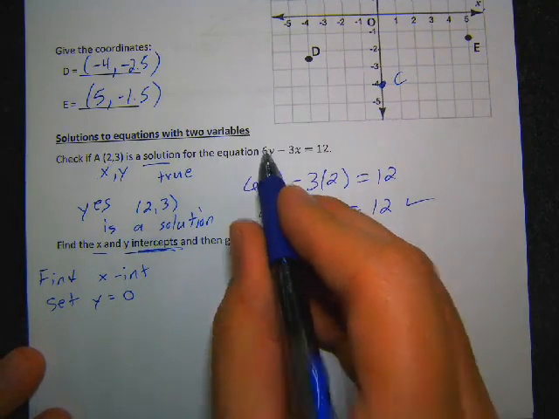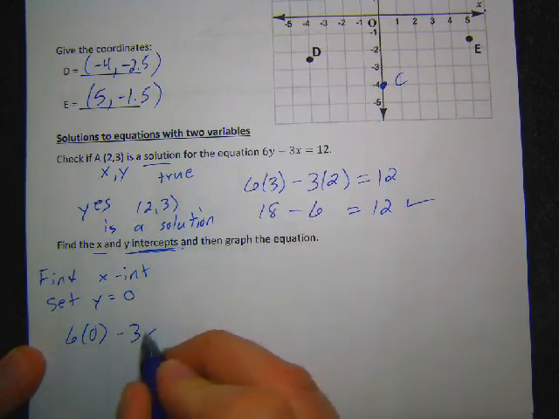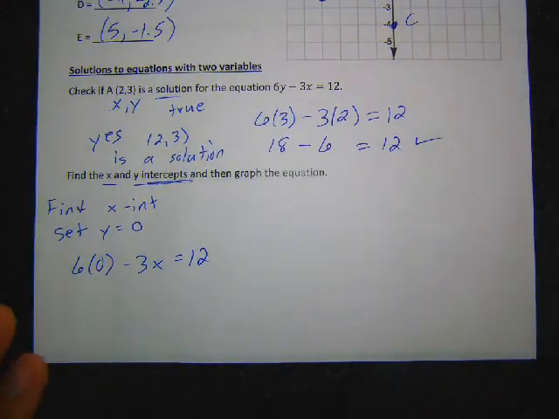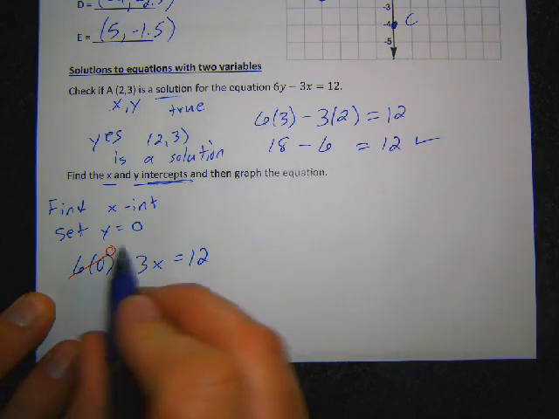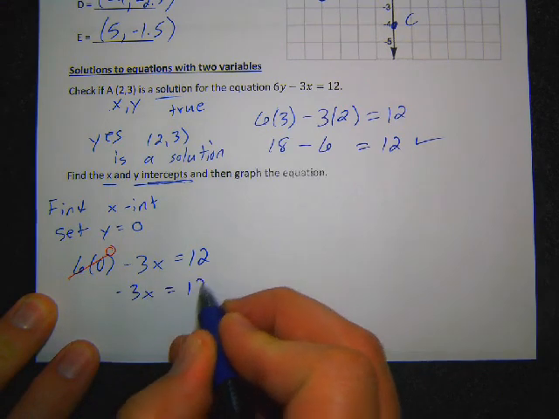So I'm going to make y 0, so I get 6 times 0, I just made y 0, minus 3x equals 12. And then we'll solve this equation for x. First off, 6 times 0 is 0. That's nothing, so we don't have to worry about that anymore because 0 just isn't going to affect the equation. So we end up with minus 3x equals 12.